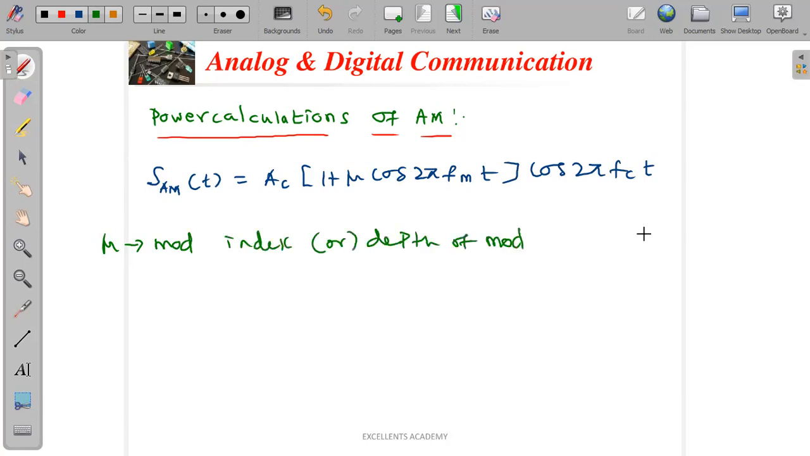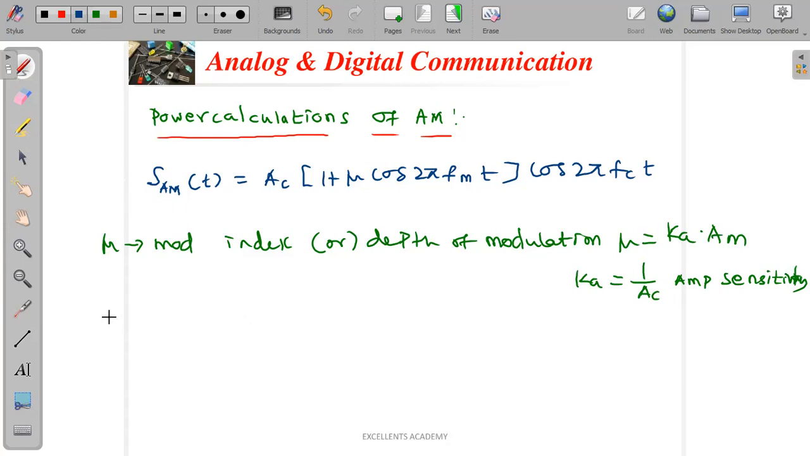So here mu is nothing but Ka into Am. So Ka is nothing but 1 by Ac. So that is Ka is amplitude sensitivity. Ka amplitude sensitivity ன்னு சொல்றோம். So Ka is amplitude sensitivity, right?